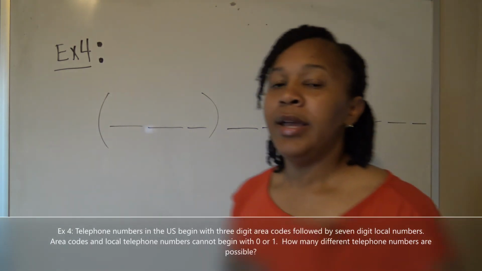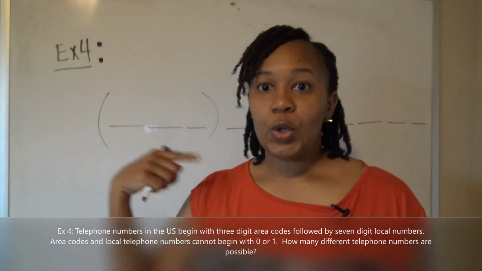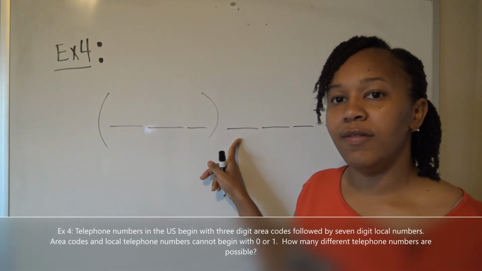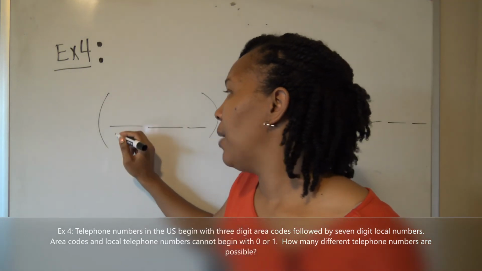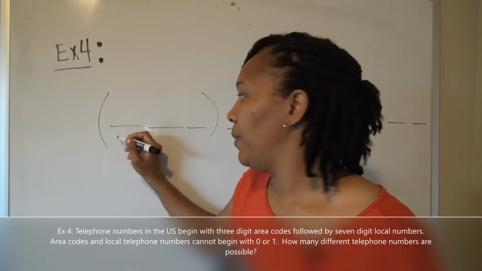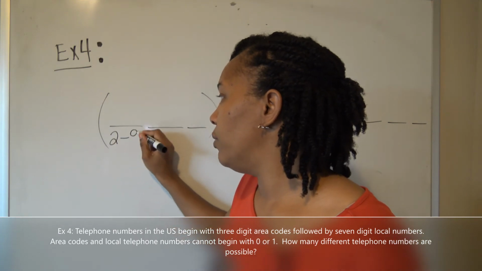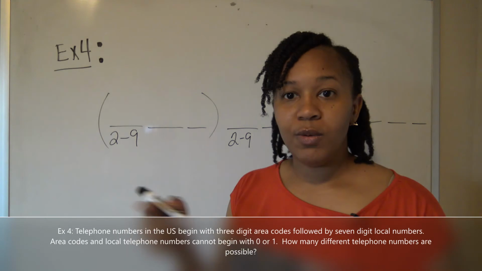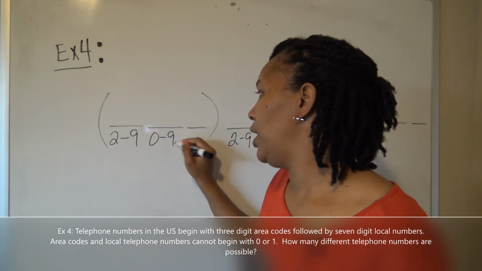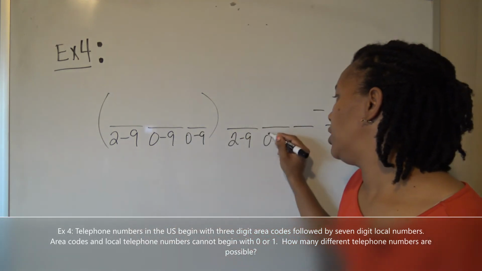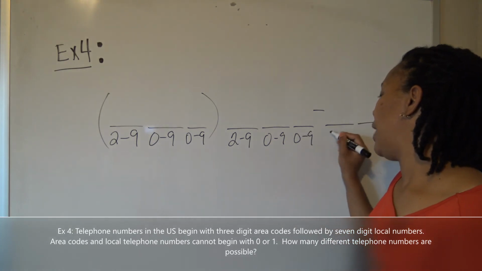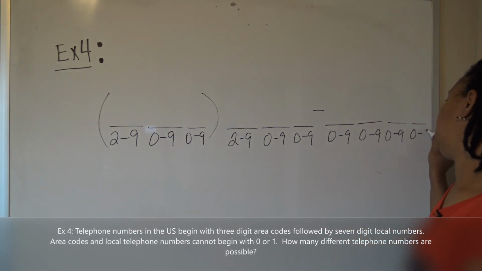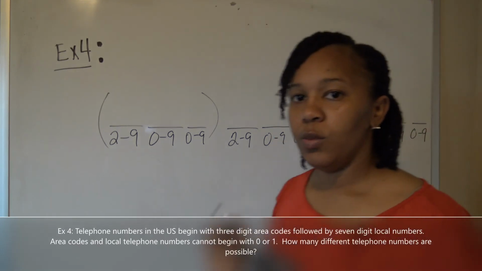Now, each digit can be 0 through 9 except for the first one of the area code and the first one of the local number. Those can't be 0 or 1. They can be 2 through 9. All of the other ones can be 0 through 9, so that could be any digit from 0 to 9. I'm just writing these out to let you know the possible options for each of these digits.